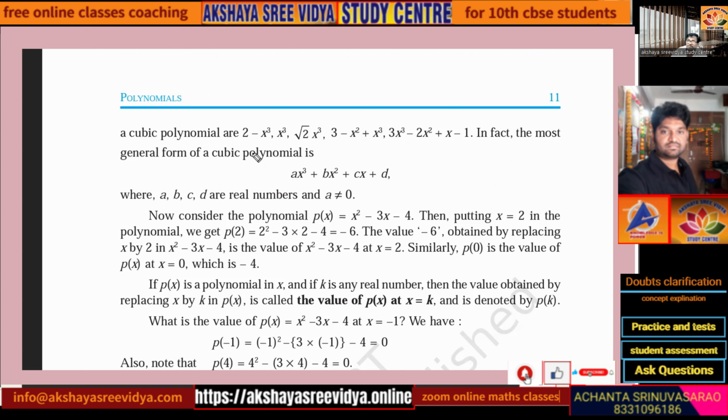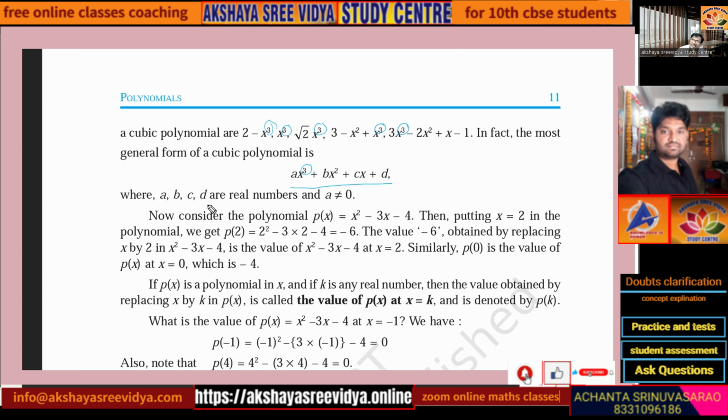Here the highest power of x is 3. So that is the most general form of the cubic polynomial. The highest power of x is 3, that is a cubic polynomial. The general formula of a cubic polynomial is ax cube plus bx square plus cx plus d.